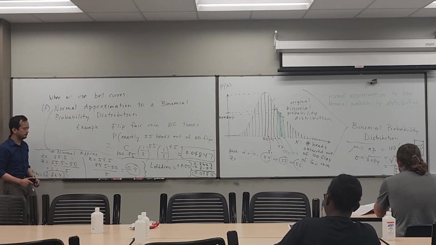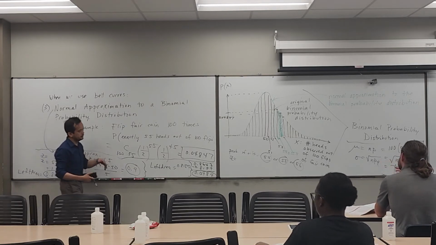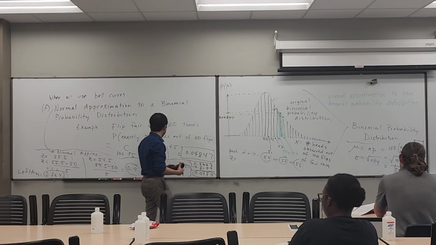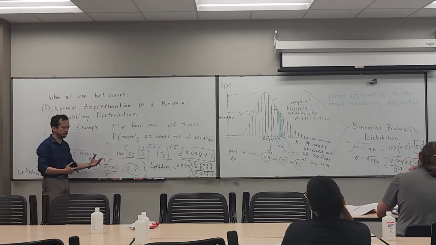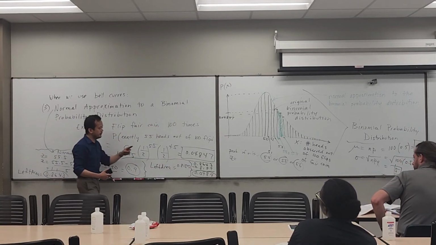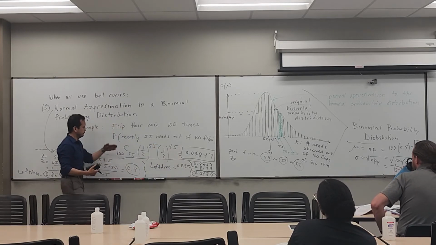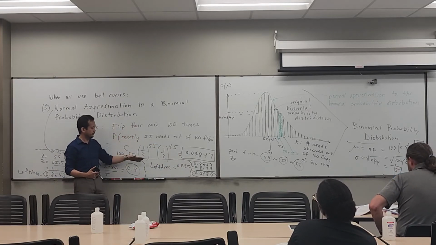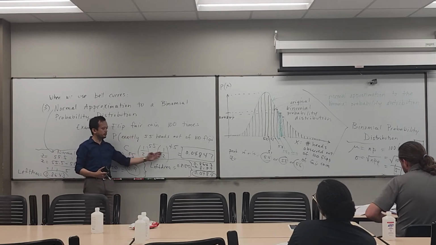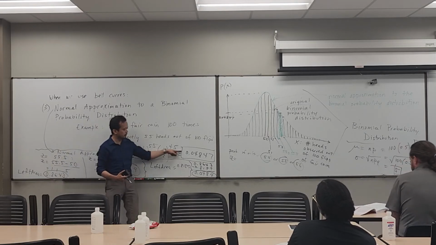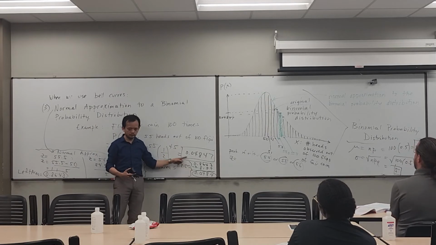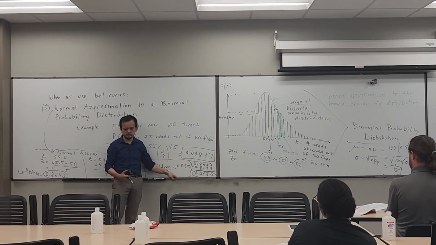Any questions so far? This example shows that this is a very good approximation, that you're getting the same answer doing it both ways. Finding the exact answer using the binomial probability formula, or fitting a bell curve onto it, you'll get the same answer or approximately the same answer.